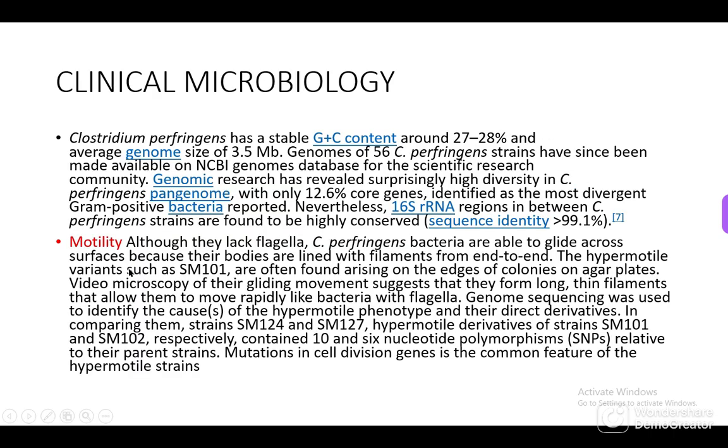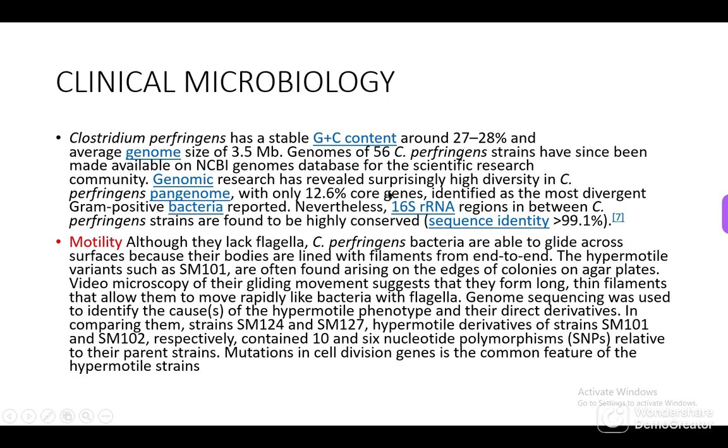As far as the clinical microbiology of Clostridium perfringens is concerned, it has a stable G plus C content, around 27 to 28%, and a genome size of about 3.5 MB. Clostridium perfringens strains have since been made available on the NCBI genomes database for the scientific research community. This is the research center.